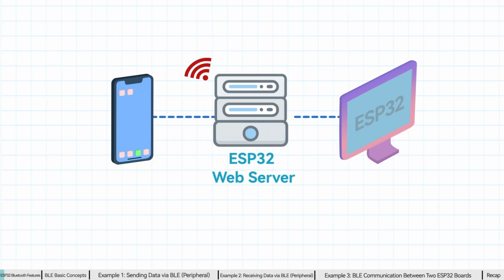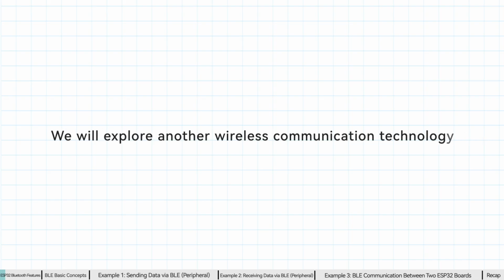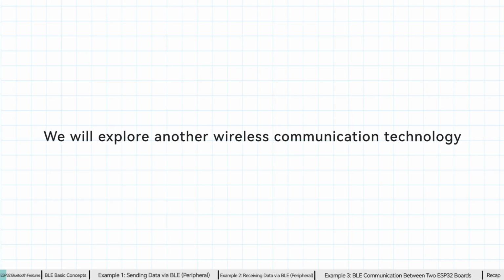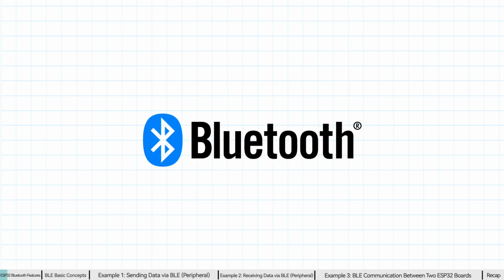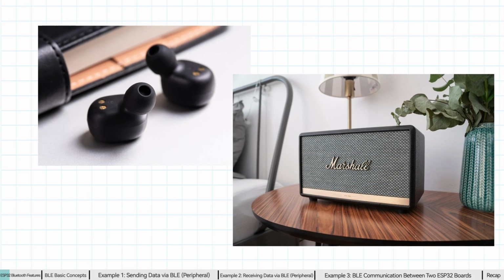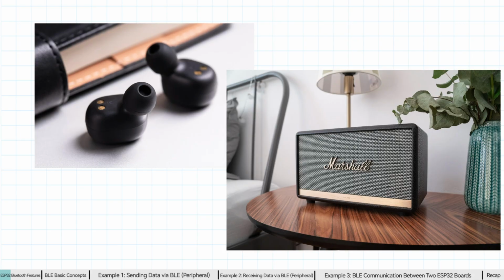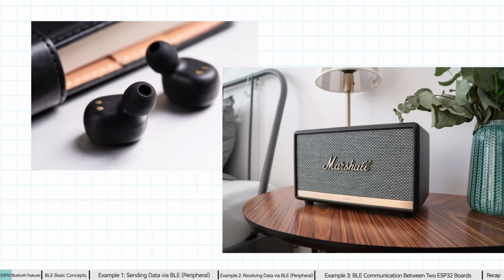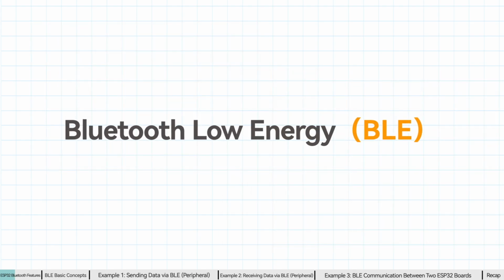In previous lessons, we learned about the ESP32's Wi-Fi functions. Today, we will explore another wireless communication technology, Bluetooth. When you think of Bluetooth, you might think of Bluetooth headphones or speakers. They use classic Bluetooth, a technology suitable for continuous, high-bandwidth data transmission, such as audio streaming. However, for the IoT field, we have a better choice: Bluetooth Low Energy.